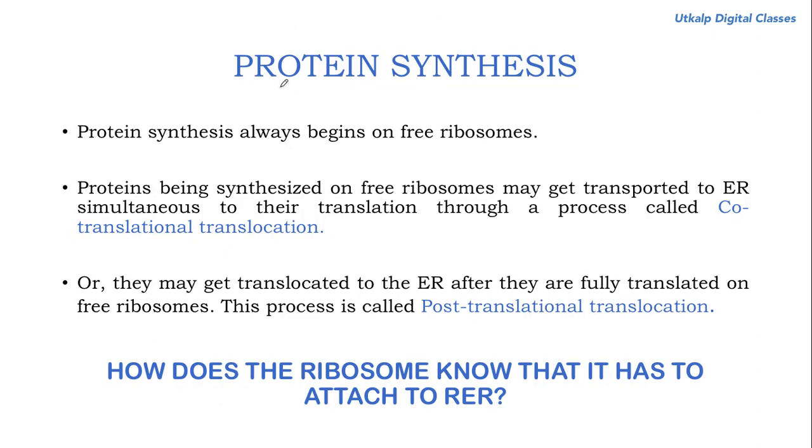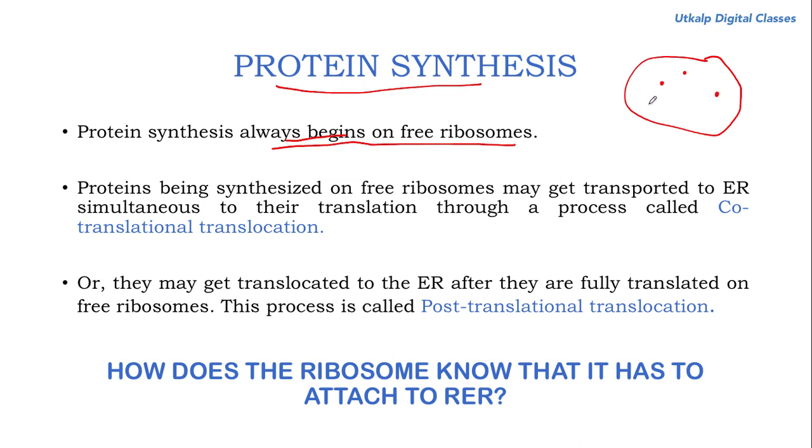Let's start with the first function of the RER, which is protein synthesis. So protein synthesis always, mind you, always begins on free ribosomes suspended in the cytosol. So these are the free ribosomes present in the cytosol. All the protein synthesis, be it proteins of the RER, proteins of the endomembrane system, or cytosolic proteins, the synthesis of all the proteins starts on the free ribosomes.